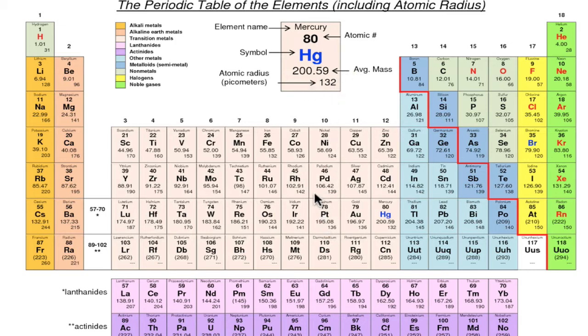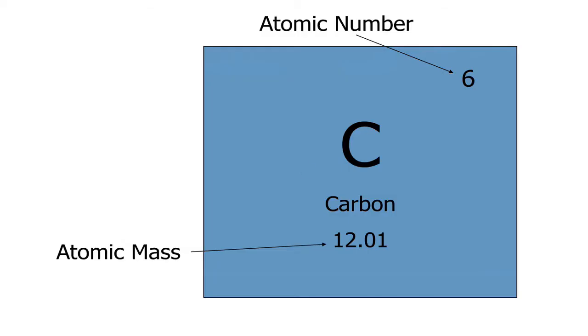You can see in this periodic table, which depending on what periodic table you're looking at, they have many different types, many different versions of the periodic table. This one actually gives you the atomic radius. You guys do not need to know that for physical science. So let's look at these.